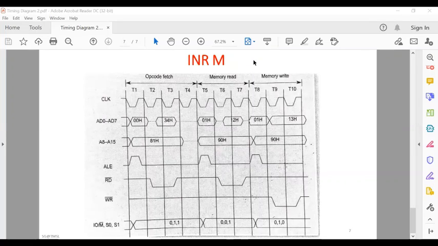So what I am telling you, the function of this instruction is to increment the content of the memory location by 1. Now if the memory location is suppose 9001, I need to share it again.